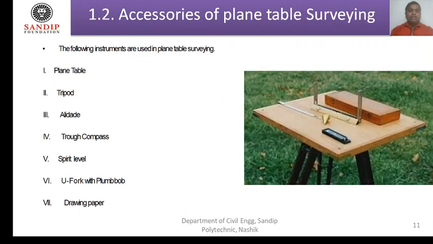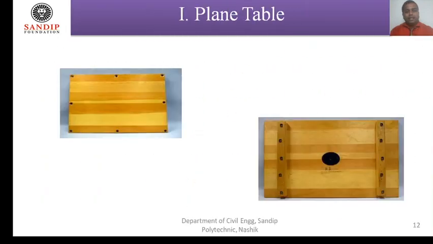Next is accessories of plane table surveying. So these are the accessories of plane table surveying: plane table, tripod, Alidade, trough compass, spirit level, U-fork with plumb bob, and drawing paper. Now this picture shows a generalized picture of plane table. Now we will see each accessory in detail.